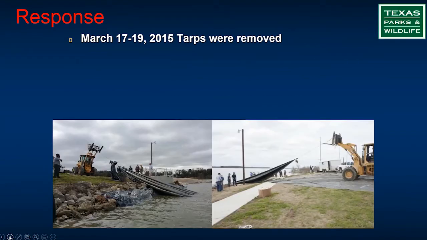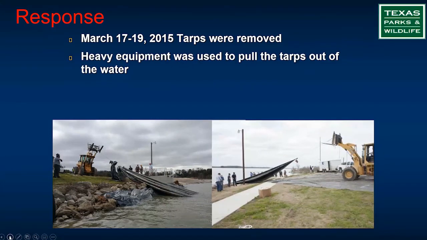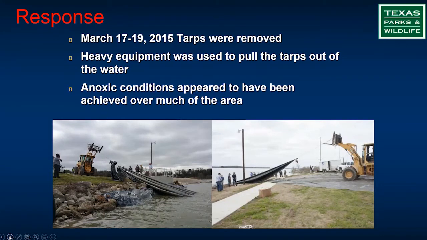And of course, you can't just put a bunch of tarps in the lake and not get them back out. So in mid-March the following year, we did remove them and documented what appeared to have been good anoxic conditions. Underneath those tarps, there's a lot of black slime and stuff and hydrogen sulfide smell. So it looked like we achieved what we needed. And we only found one zebra mussel, which may have been alive, but we're not really sure. And after that, we didn't document any others around there.